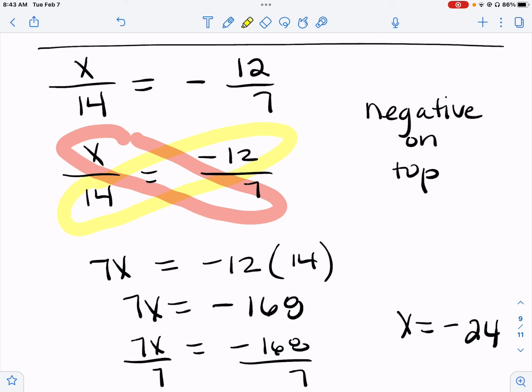Okay, x over 14 equals negative 12 over 7. Put the negative on top. Now we're going to multiply across. X times 7 is 7x. 14 times negative 12 is negative 168. Okay, if we have 7x, that means times, so you divide, which makes that cancel. Negative 168 divided by 7 is negative 24.